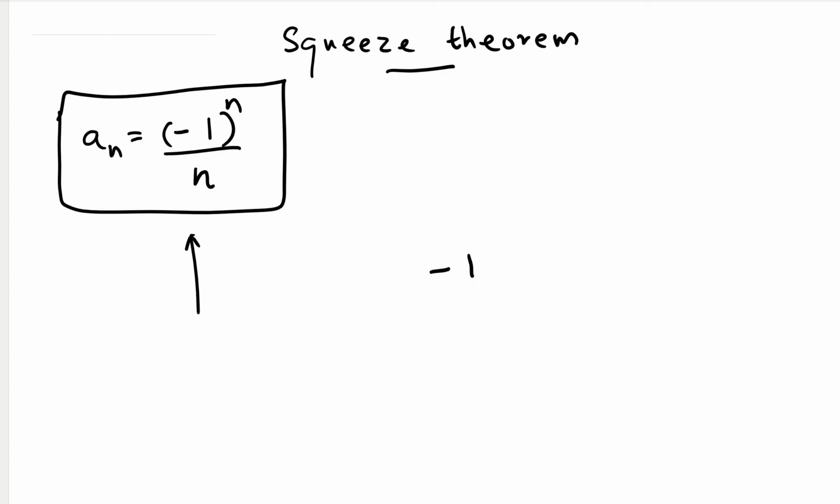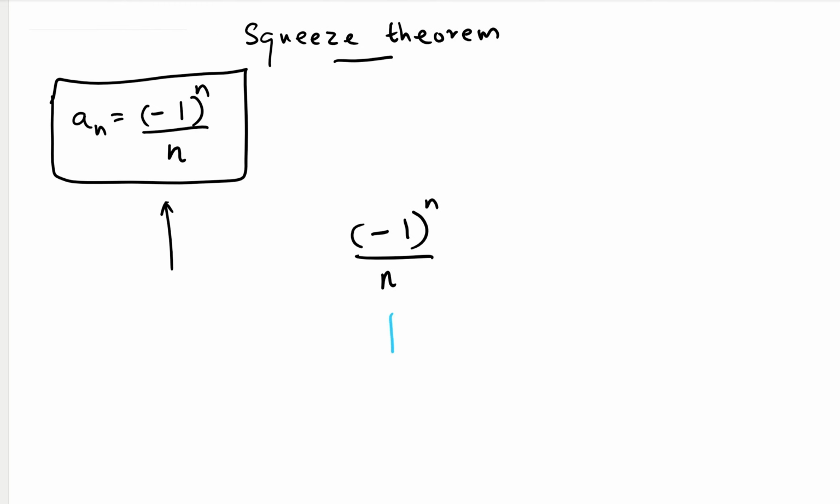So let's write this again, (-1)^n over n. Finding the limit of this guy is a very hard thing to do. Now, rather than finding the limit of this sequence directly, I'm going to do something else. Let's write several terms of this sequence. The first term is negative 1, the next term is 1/2, the other one is negative 1/3, the next one is 1/4, and so on. So the terms of the sequence are switching between positive and negative values.